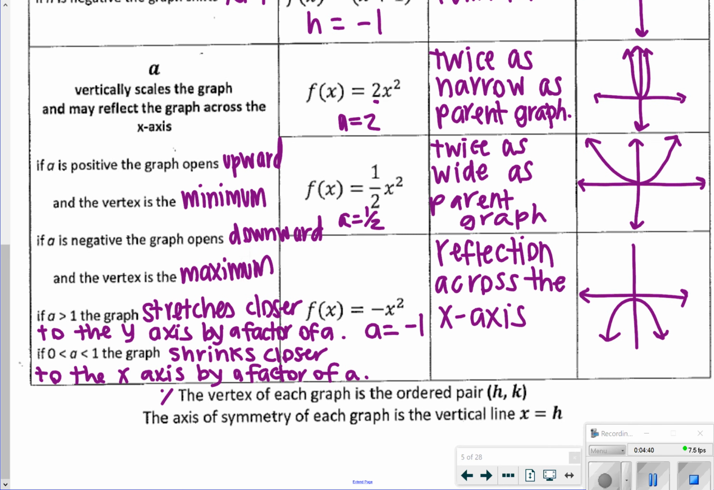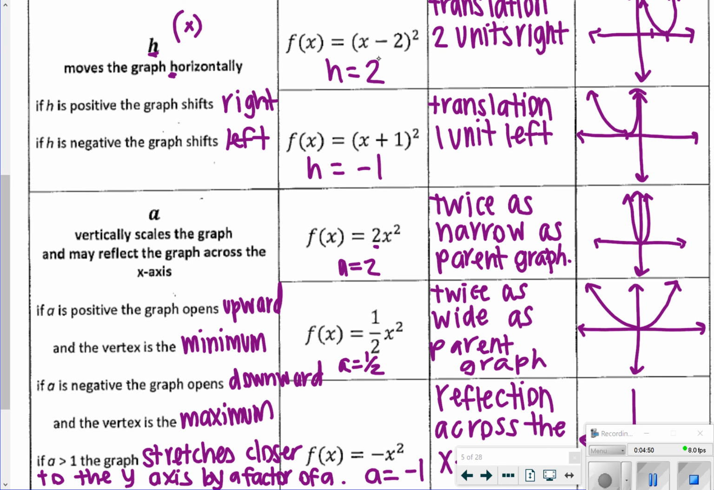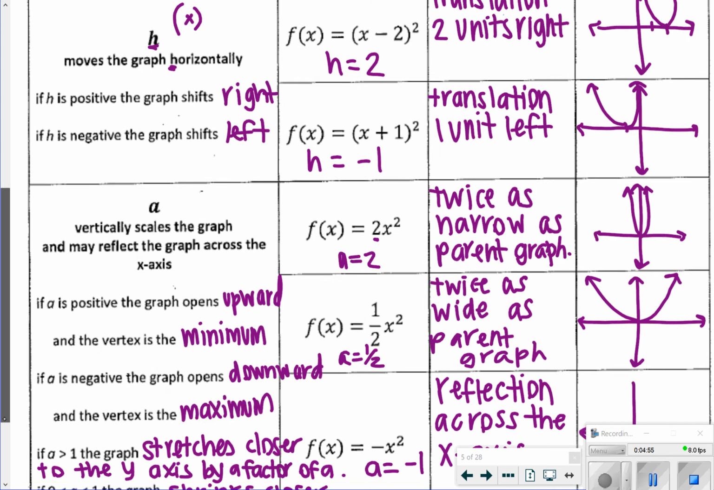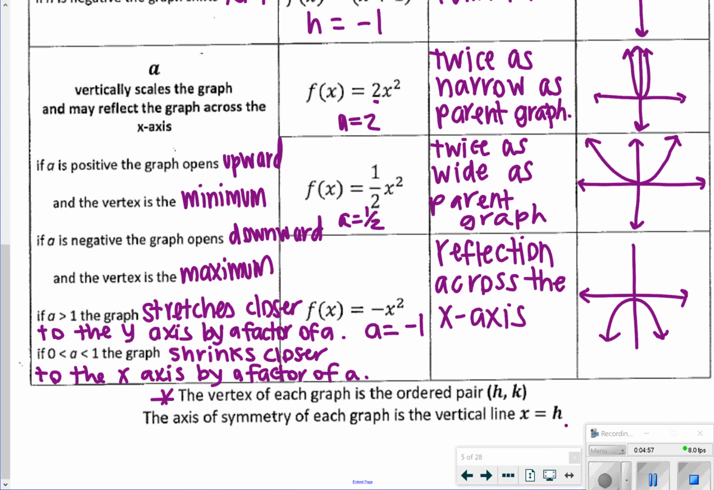2 things to keep in mind at the very bottom. The vertex of each graph is the ordered pair h comma k. So whatever h is, comma k is. Remember, h is, you're always going to just choose the opposite number of whatever's in the parentheses with the x. And then the axis of symmetry will always be whatever x or h is equal to.